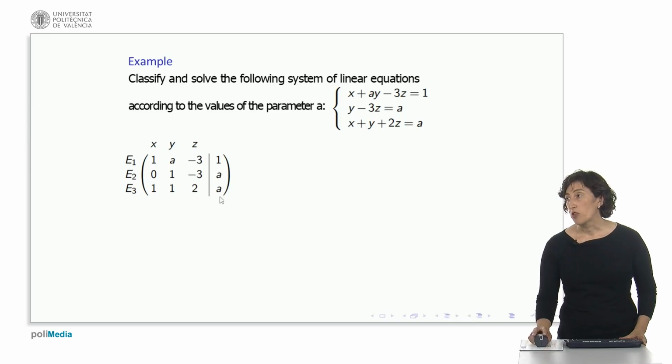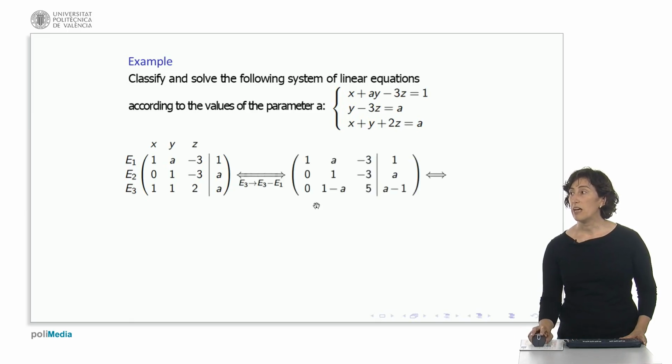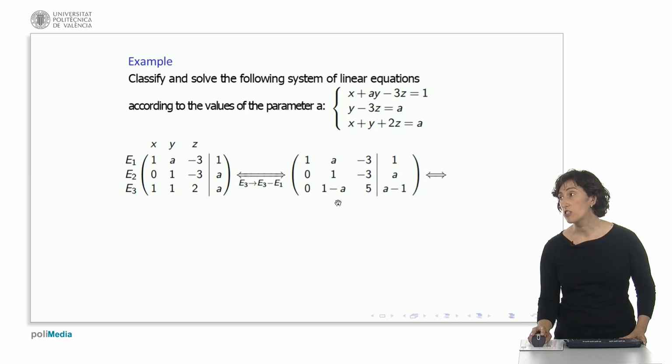We do zeros under this line, a 0 here and a 0 here. First operation, equation 3 minus equation 1, gives me a 0 here and puts me here a 1 minus a. If we continue with the Gauss method, the next one is to make a 0 in place of this 1 minus a. How can we do it?